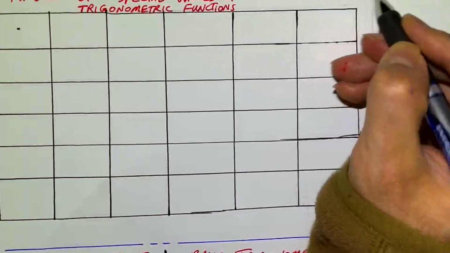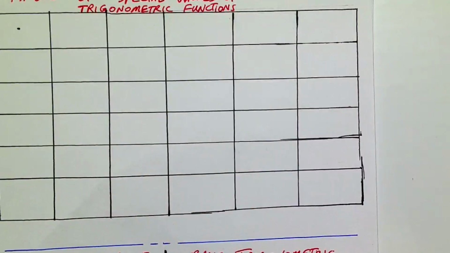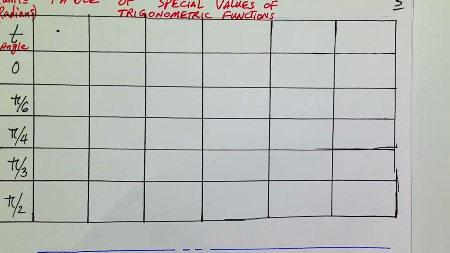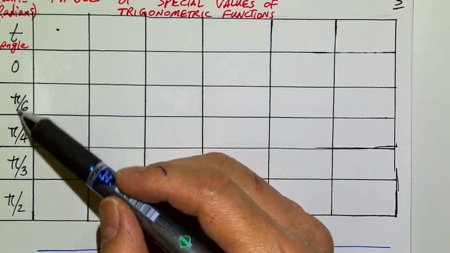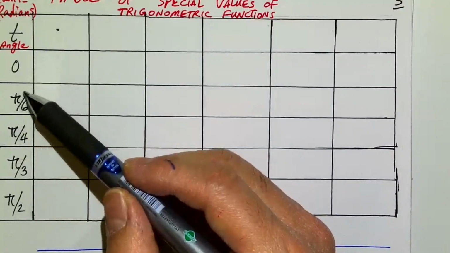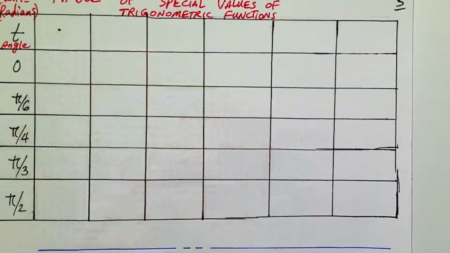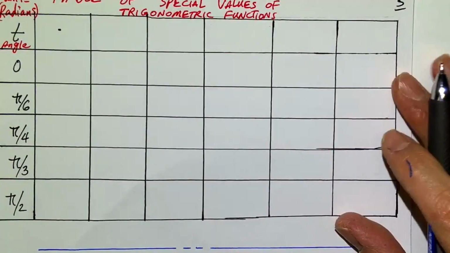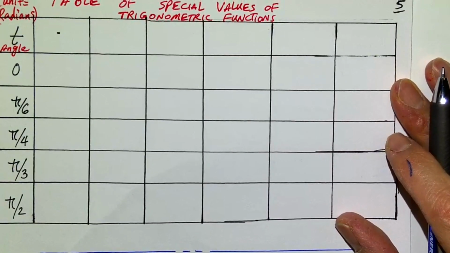So I've drawn this table, but it's blank as you can see, so we can fill it in with the right quantities. Here are the special trigonometric angles for which you need to remember all these. So, well, not all these, but at least the sine and cosine. Okay?